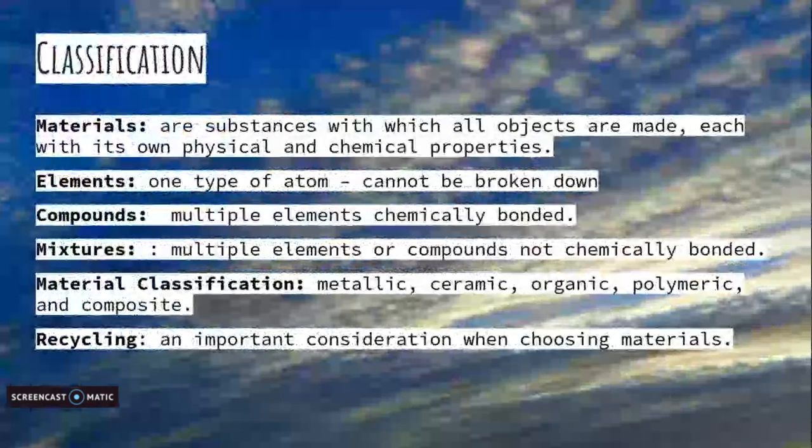So, classification. We can classify certain materials. Materials are substances with which all objects are made, each with its own physical and chemical properties. That's the PLTW definition. Elements are one type of atom and cannot be broken down. They are what they are. Compounds are multiple elements that are chemically bonded. Anything that's a compound, you can tell that there are bonded things, and that goes into chemistry a little bit for some things.